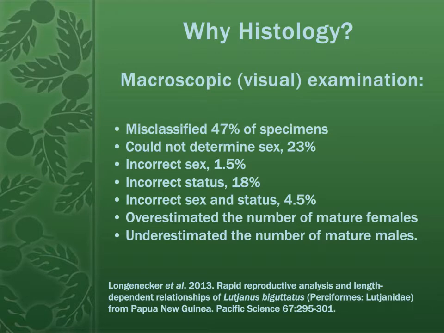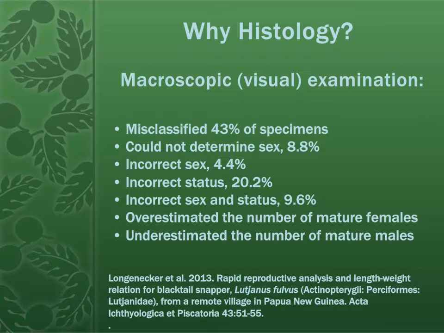The simple answer is that we've compared our results when we simply cut open the belly of a fish and took a look at the gonads versus when we took those gonads and did histological processing and looked at them under the microscope. It turns out that with a visual approach or macroscopic approach, we got it wrong about half the time when we analyzed a small snapper. Sometimes we couldn't even determine the sex of an individual. Sometimes we got both the sex and whether it was mature or not wrong. The upshot here is that we tended to overestimate the number of mature females and underestimate the number of mature males. We got very similar results for a larger snapper.